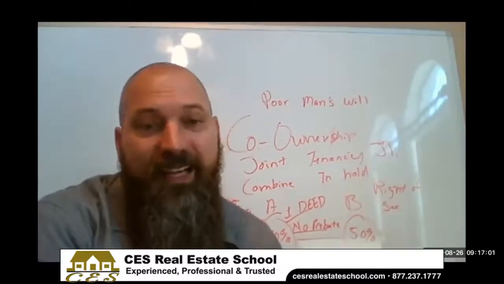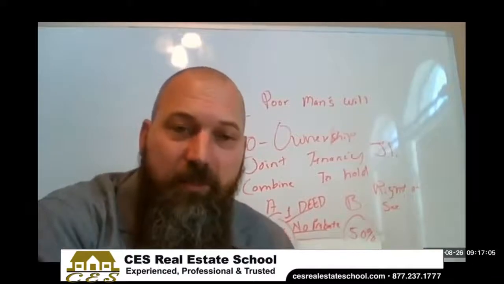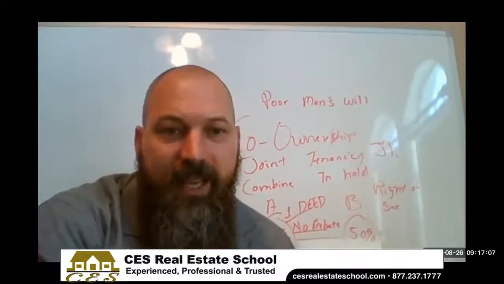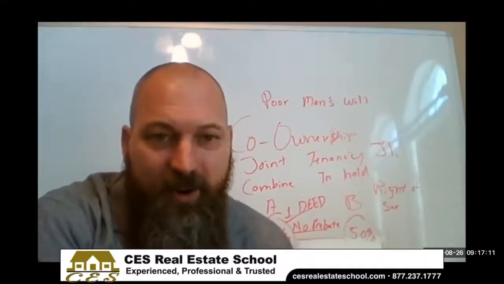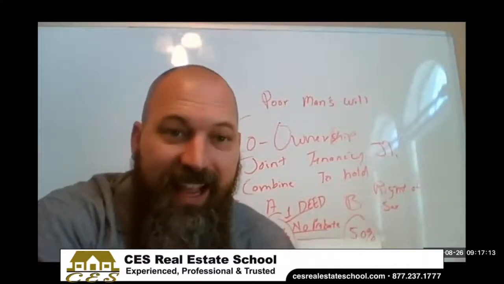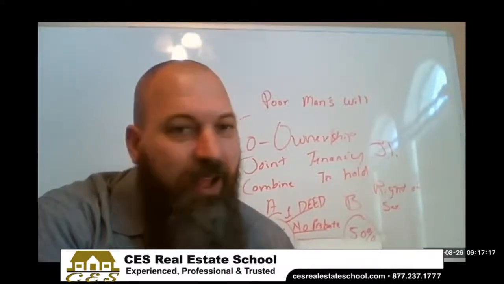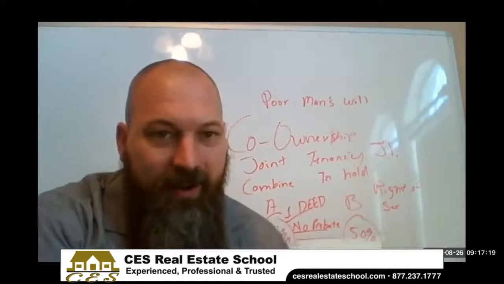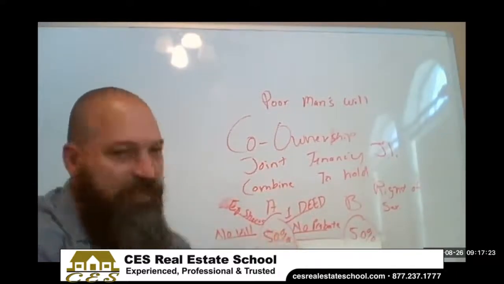All right, now, another thing about joint tenancy to remember is that it also supersedes a will. Okay, so if you ever get a question, A and B are in joint tenancy. A writes a will. Where does the property go upon death? A will does not matter. It automatically goes to B because it always supersedes a will.